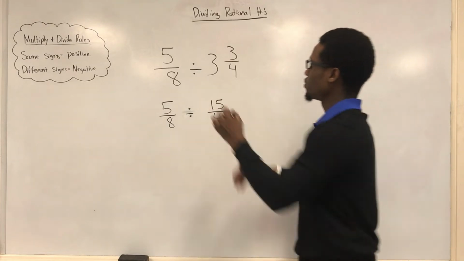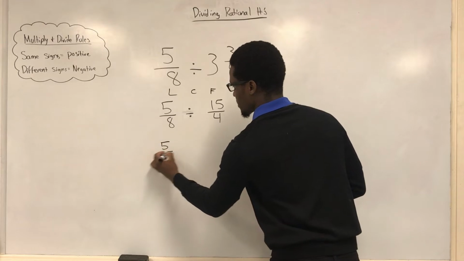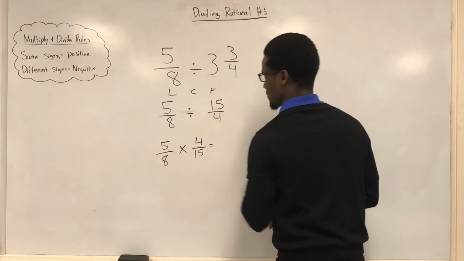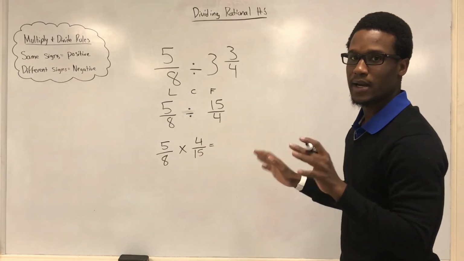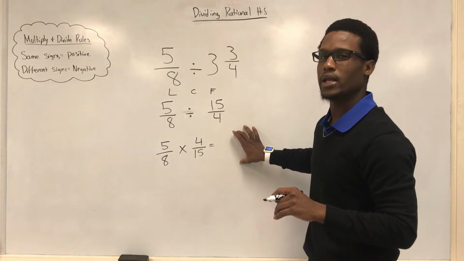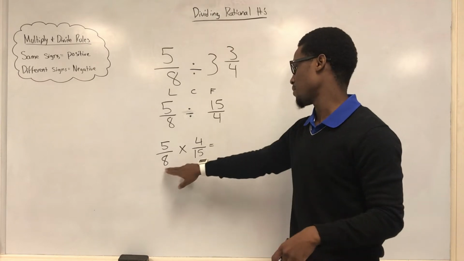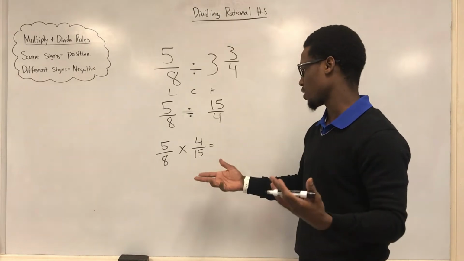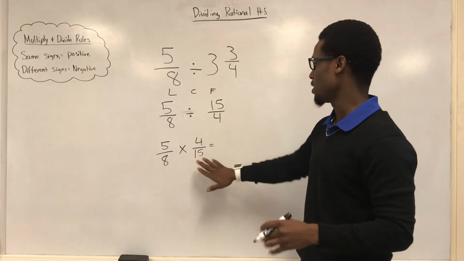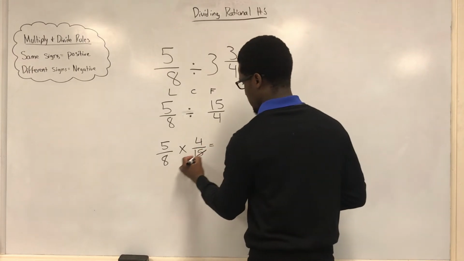Now, let's go ahead and do our leave, change, flip. So 5/8 is going to be multiplied by 4/15, okay? Now, I could go about this multiple ways. I can multiply across, but I'm going to go ahead and cross cancel here, because I don't really want to multiply 15 by 8. There's a shortcut. Half of 8 is going to be 4, so basically it's going to be 40 times 3. But I'm going to go ahead and just simplify with cross canceling.